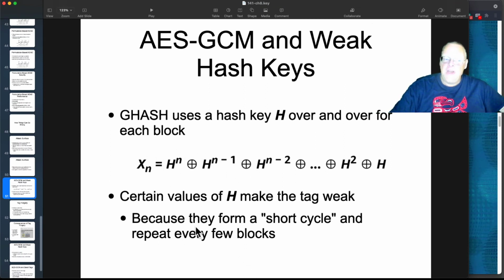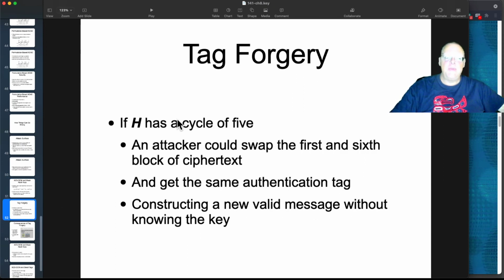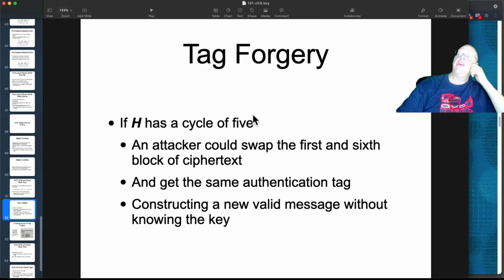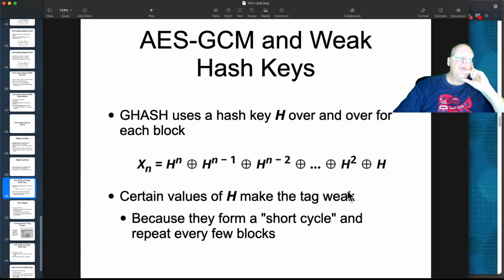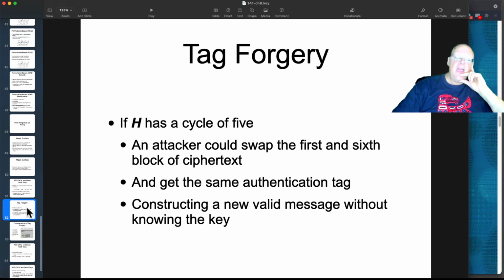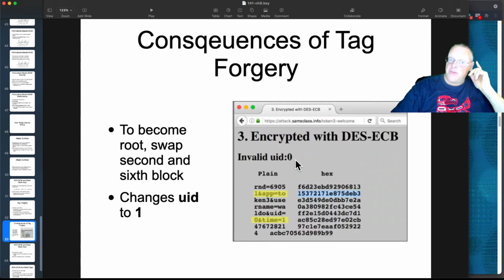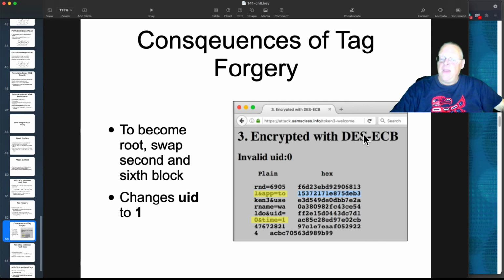And that's an issue. If there are short cycles that repeat every few blocks, then that's pretty bad. For example, if you have a cycle of 5 values, then what you're hoping is that each block of text will be multiplied by a different value. You're actually repeating the same values over and over. And that means you can do something like this, which is DES-ECB, where each block is independent.